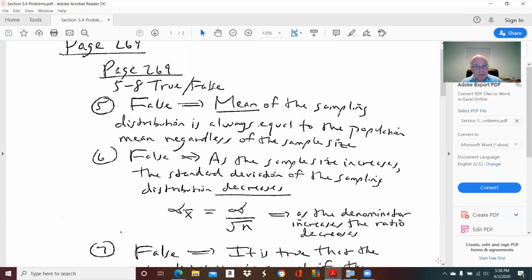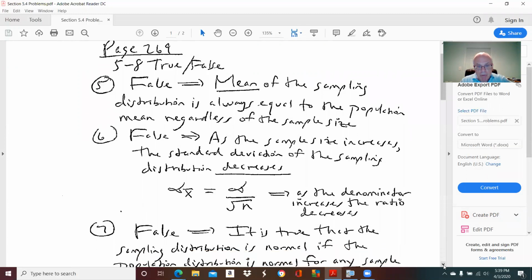Number 6. This is also false. As the sample size increases, the standard deviation of the sampling distribution, which is, of course, called the standard error, should be decreasing, not increasing. And why? Because the standard deviation of the sampling distribution is equal to the standard deviation of the population divided by the square root of the sample size. As n increases, the denominator increases, doesn't it? If the numerator stays the same and the denominator increases, this whole ratio decreases. So the standard error, or another way of saying it, the standard deviation of the sampling distribution, must decrease as the sample size increases. So that was false also because it said it would increase, not decrease.